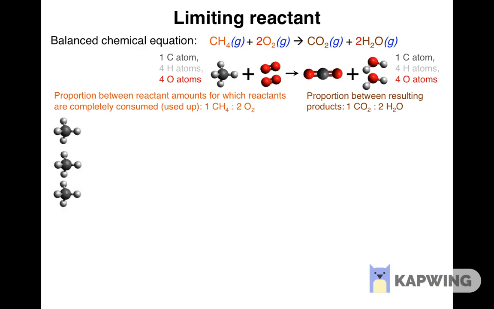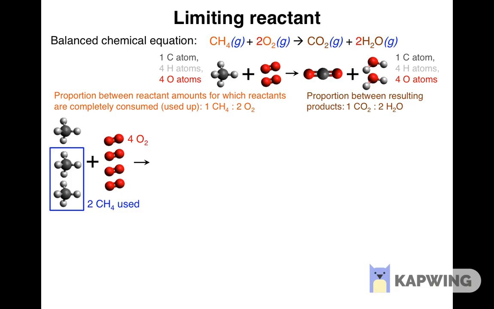Let's say that we have 3 methane molecules. To completely react them with oxygen, we would need twice as many, 6 oxygen molecules. But what if we only had 4 oxygen molecules? 1 methane molecule would react with 2 of these oxygen molecules, forming 1 carbon dioxide molecule and 2 water molecules. The second methane molecule would react with the remaining 2 oxygen molecules, forming a second carbon dioxide molecule and 2 more water molecules. However, at this point, there would be no more oxygen left.